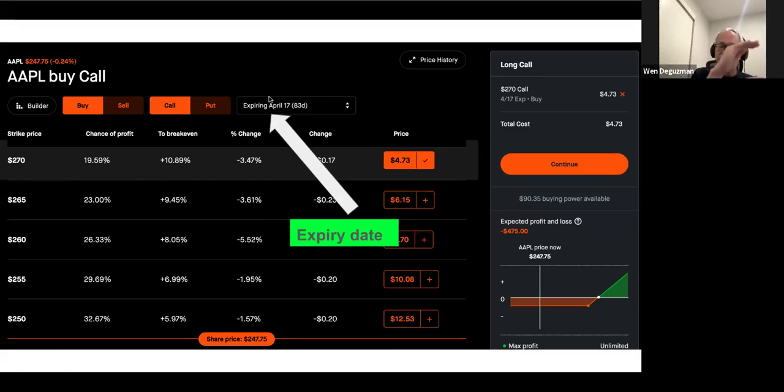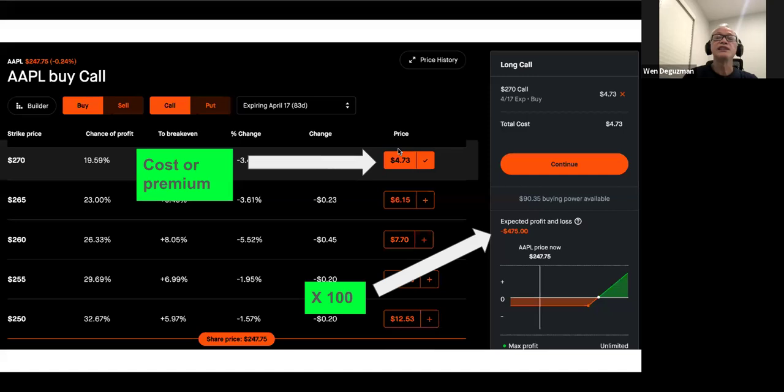You can choose from several expiry dates. There are also several strike prices that you can choose from. And each strike price, as you can see here, has a corresponding price, which is the cost or the premium you pay for the option. In the world of options, everything is done in batches of 100, or it's multiplied by 100. That's why your cost here is $475. It's rounded up. Even though it says here $4.73, it's really times 100, or $475 or $473.